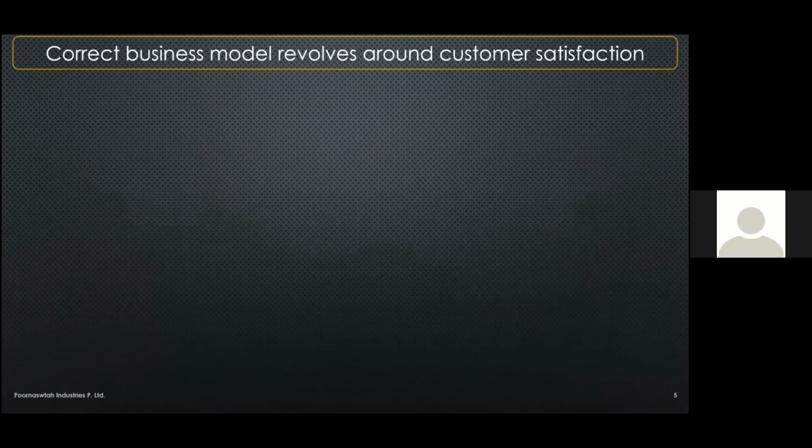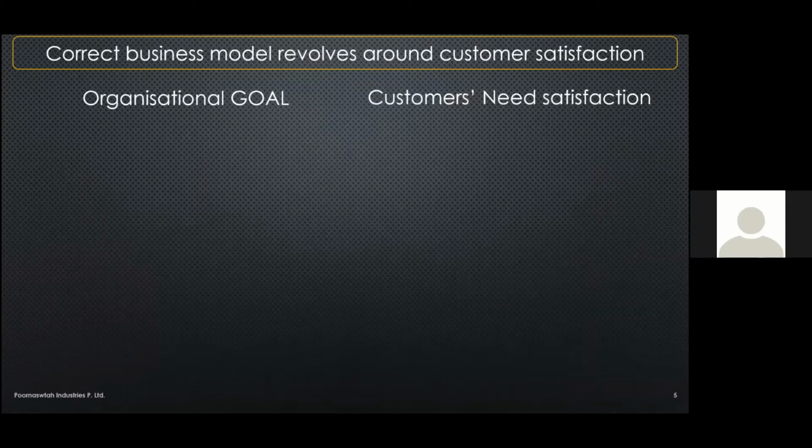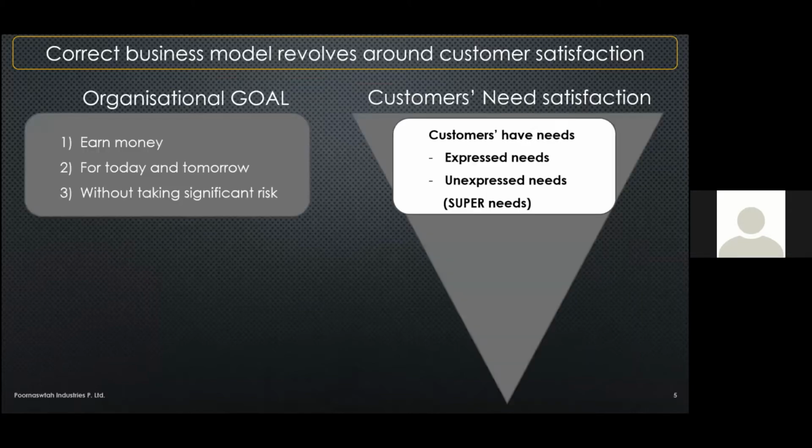So conventionally, there is no rocket science. The correct business model revolves around customer satisfaction, as Mr. Chandelier also said. As I said, the organizational goal is to generate profit, profitability, and cash flow, or earn money today, tomorrow, and in harmony. It starts from customer need satisfaction. You have to understand what a customer need is.